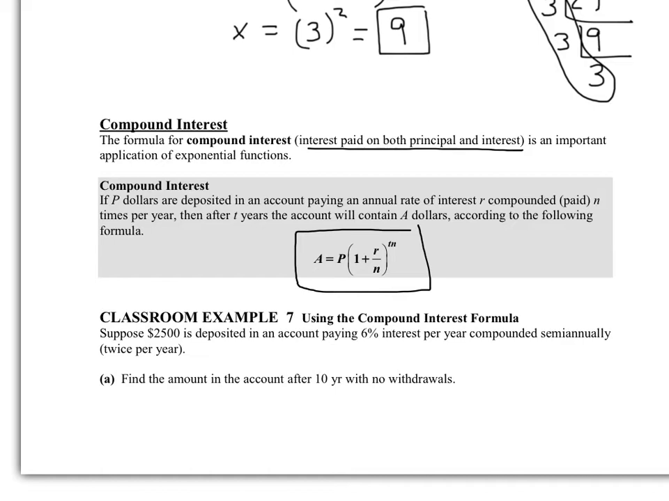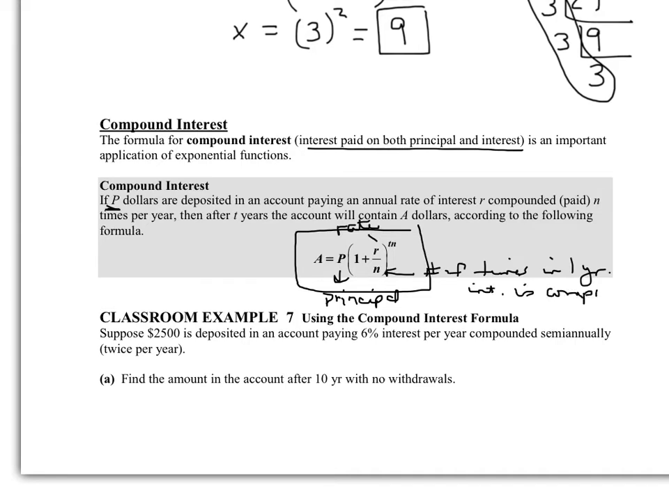So let me just explain to you real quickly what these different variables mean. P is going to stand for your principal or your starting amount. The R is probably pretty logical. That's your interest rate. The N, now this is the part where you have to be careful. It is the number of times in 1 year that interest is compounded.